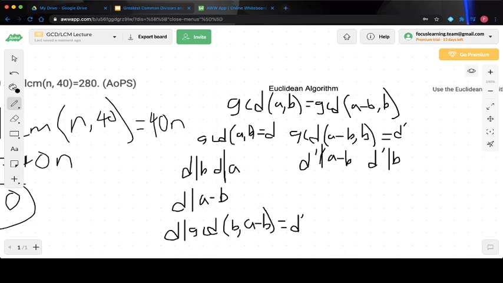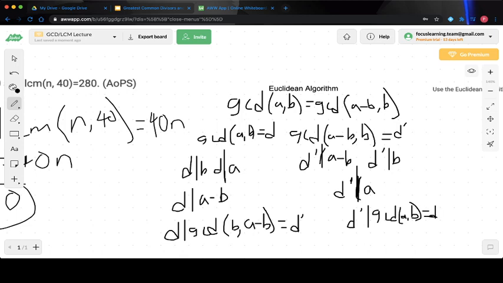And now let's work with the second equation. Since D prime divides A minus B and D prime divides B, it must divide their sum, which means that D prime divides A minus B plus B, which is simply A. Now, since D prime is a common divisor of B and A, D prime must divide the greatest common divisor of A and B, which is D, since we defined it to be D.